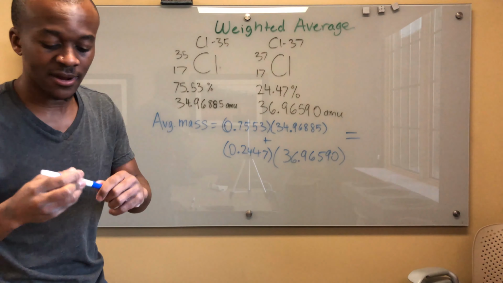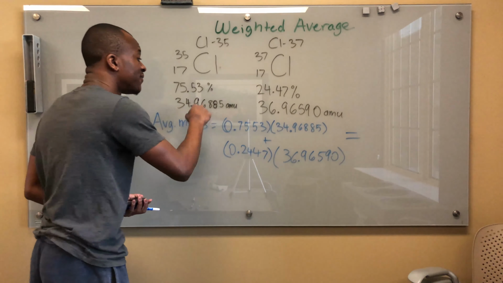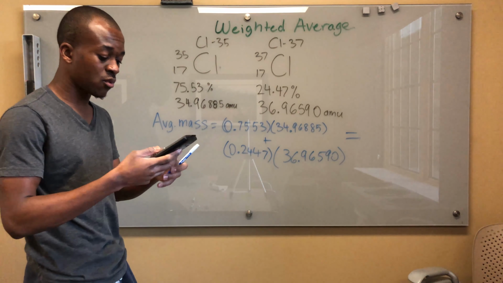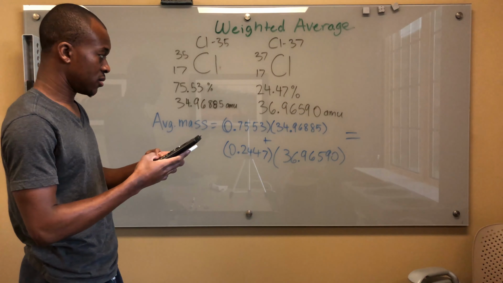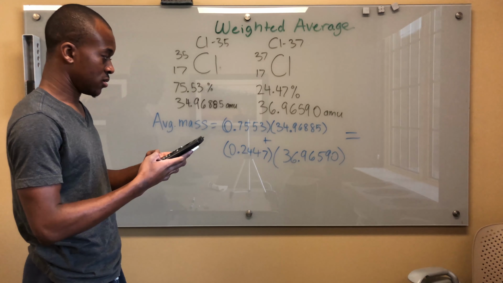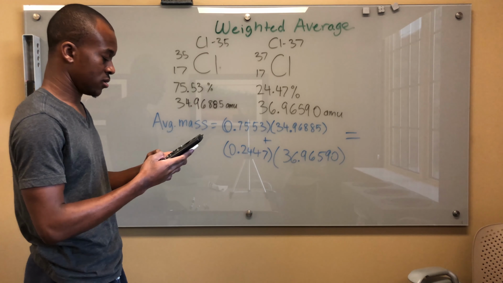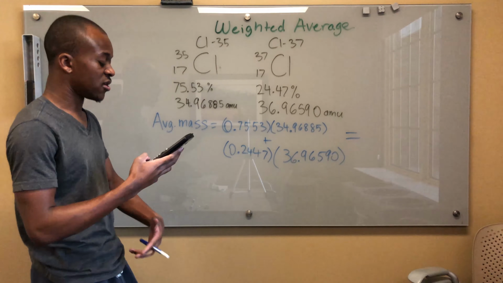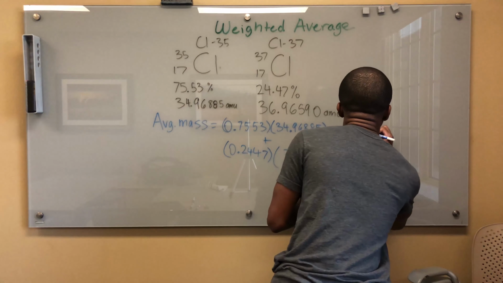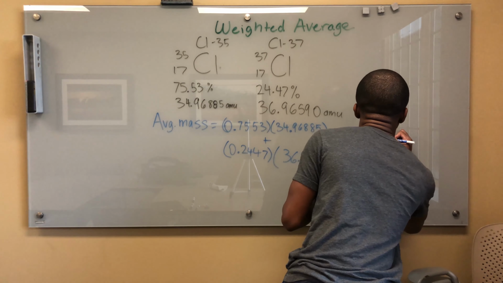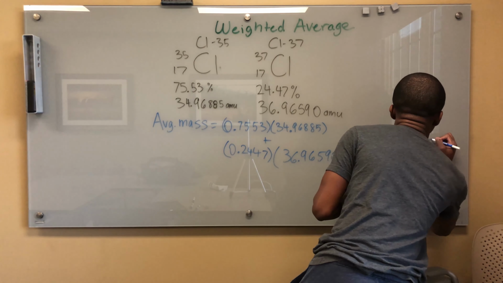And when we add these up, what do we get? I'm going to plug it into my calculator here, and we should get a value. If this is outside of this range, I know that I've done something wrong. So let's see. 35.458 is what I'll say, and that's atomic mass units.